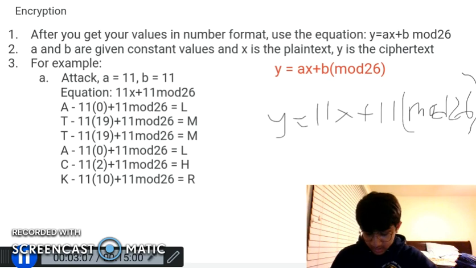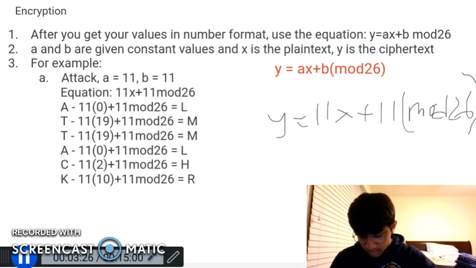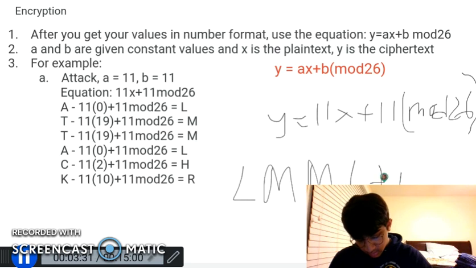And then last but not least, we have K. We plug K in here. K is equal to 10. So 11 times 10 is 110, 110 plus 11 is 121. 121 mod 26 is going to be 17. If you look at 17 here, 17 is R. So we get our answer to be L, M, M, L, H, R.